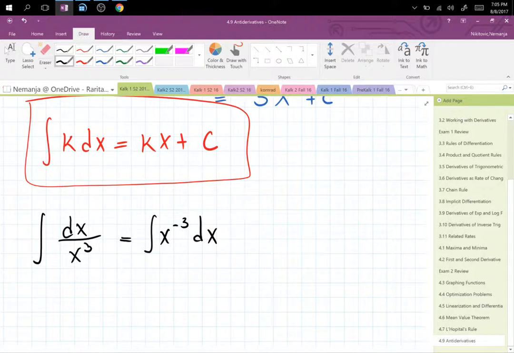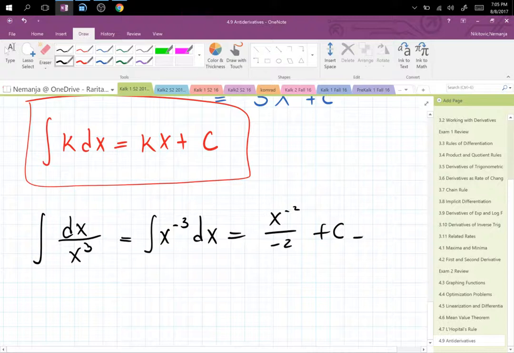So, guys, what do I do here? I have x to the minus 2 over minus 2 plus c, and then we make it pretty: negative 1 over 2x squared plus c. So the negative goes up, right? This is negative 2, goes down as a positive. This 2 was already down. So negative 1 over 2x squared plus c.